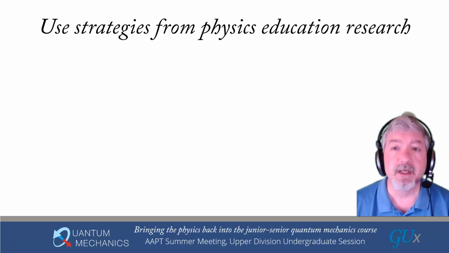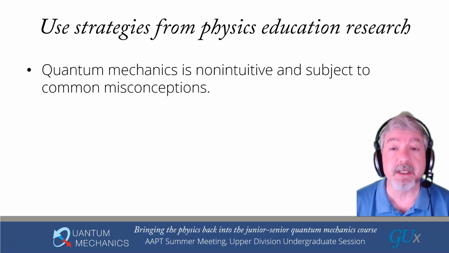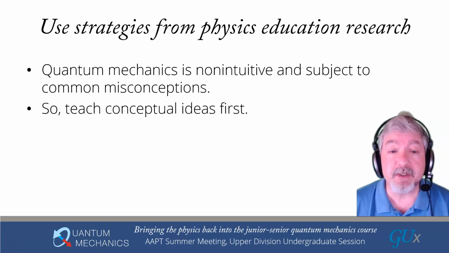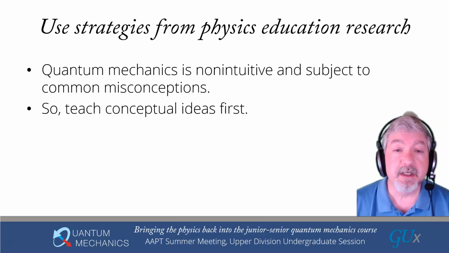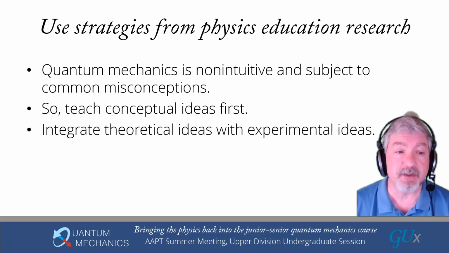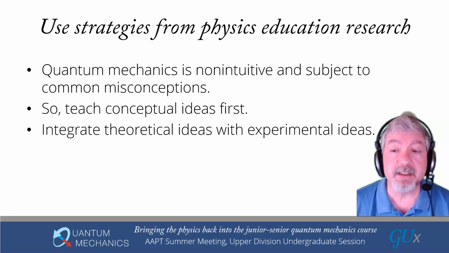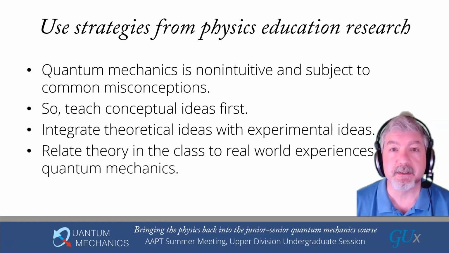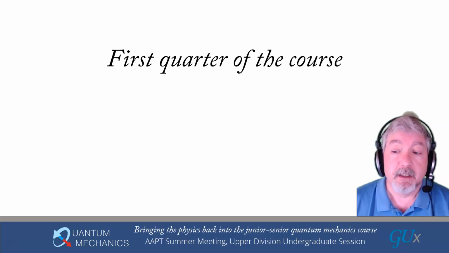We're going to use strategies from physics education research. Look, we all know quantum mechanics is non-intuitive and subject to common misconceptions. And physics education research tells us let's teach the conceptual ideas first and bring the formalism in later, because once the conceptual ideas are firm, students are able to understand, grasp, and work with the more theoretical ideas in a much easier fashion. We're going to then integrate the theoretical ideas with experimental ideas, and we're going to relate the theory in the class to real-world experiences of quantum mechanics. The class is divided into 4 quarters, and I'm going to tell you about each of the different quarters.